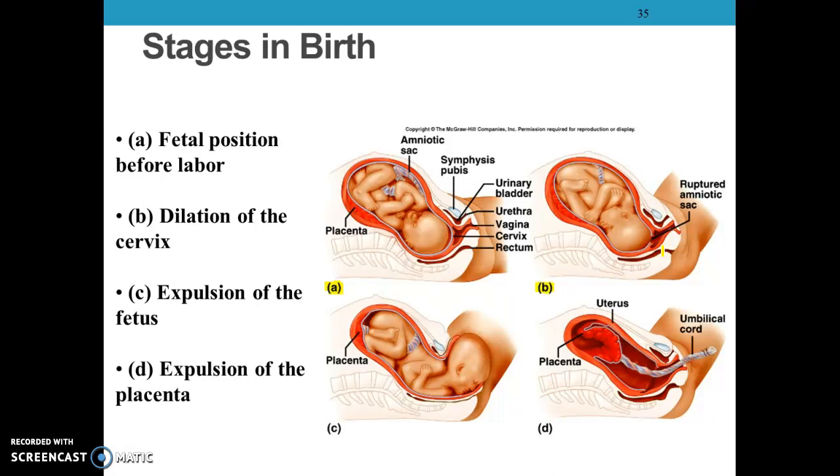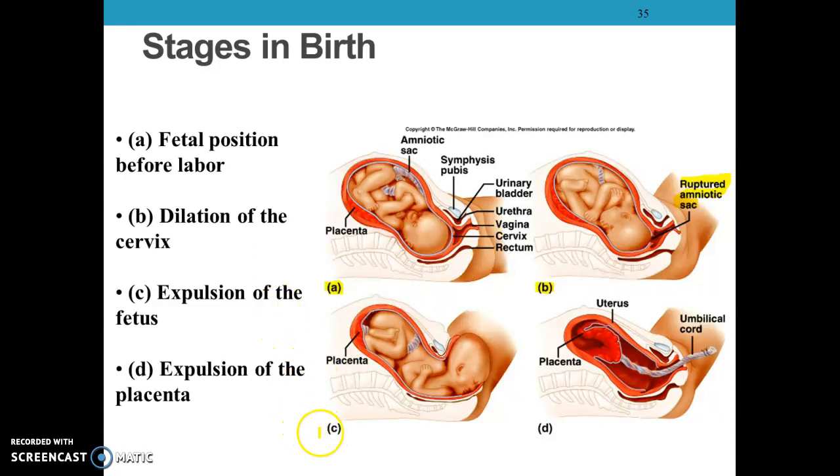Now in this process, if you can see, it says ruptured amniotic sac. So this would be like when the fluid breaks. When the amniotic sac is ruptured, all of the amniotic fluid on the inside can exit the body. It doesn't always happen, but it can happen before pregnancy or before labor.